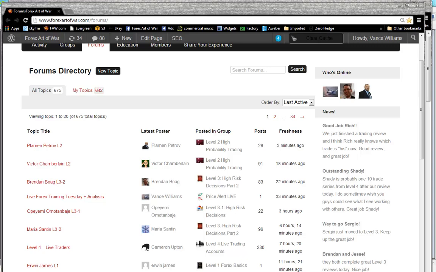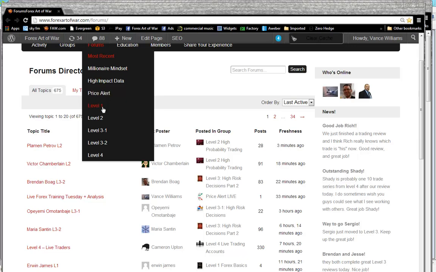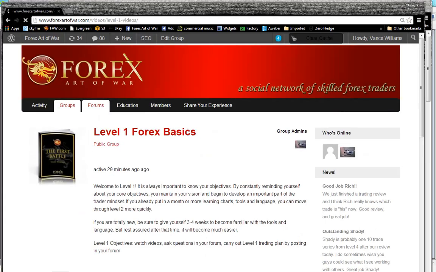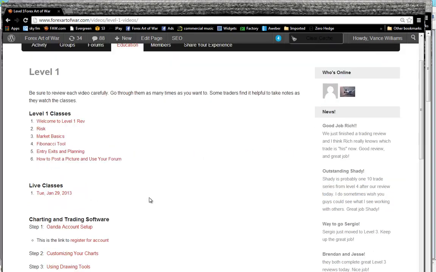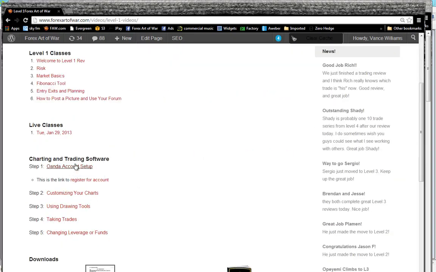So now let's go to level 1 education. Once you take the classes here, again, there's just a few. This is it for level 1. Once you take the classes, then you would go to your level 1 forum and you'd actually start trading, and you have a particular objective. Before I show you that, I want to also point out that we provide all the software you need and instructions for setting it up.